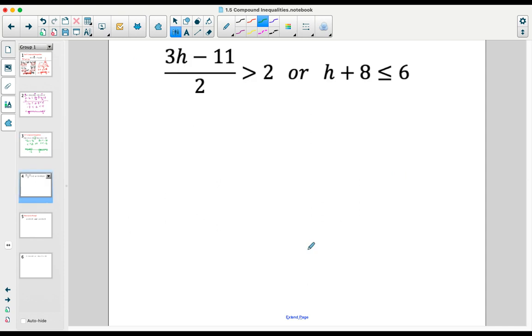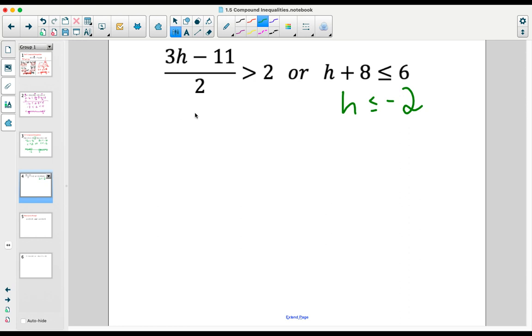Compound inequalities can also include more difficult elements of equation solving and inequality solving that we've seen already. This one over here is relatively easy. One move, subtracting 8, leaves us with h is less than or equal to -2.